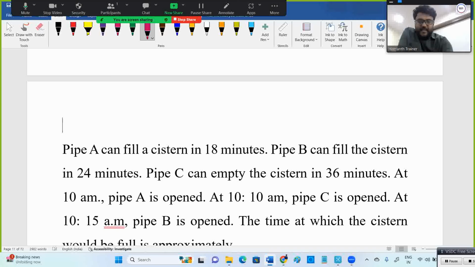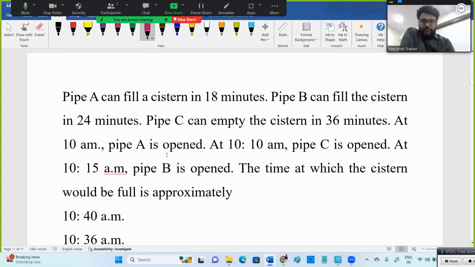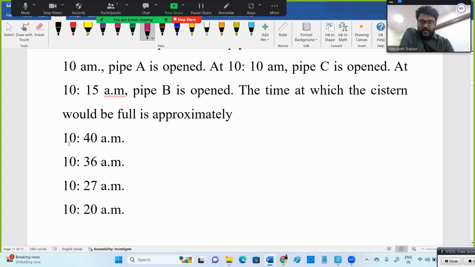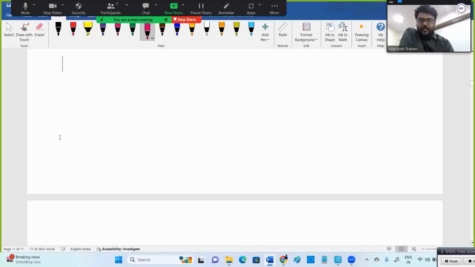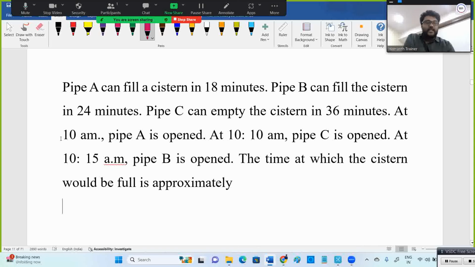This is related to pipes and cisterns. Might be options are wrong, but we'll see which is suitable amount. Yeah, now see this question. Pipe A can fill a tank in 18 minutes. Pipe B can fill the tank in 24 minutes. Pipe C can empty the tank in 36 minutes. At 10 a.m., pipe A is opened. At 10:10 a.m., pipe C is opened. At 10:15 a.m., pipe B is opened.